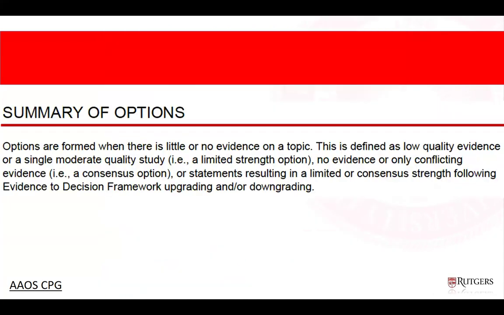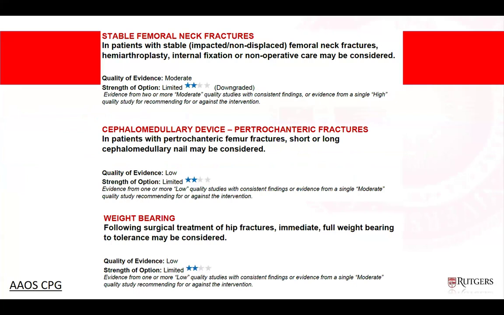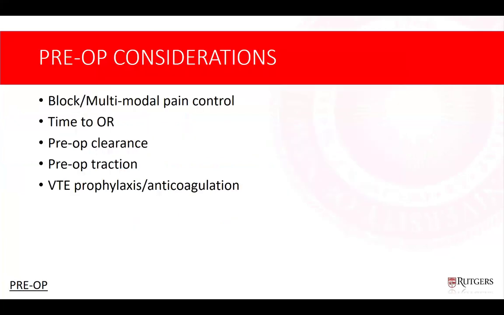There's 3 summary of options that they talk about. These options are formed when there's little or no evidence. And there's 3 of them. This first one's interesting, is that patients with stable femoral neck fractures, either hemi, internal fixation, or sometimes even non-op care may be considered. In terms of short versus long cephalomedullary nails, that's a debatable topic based upon their review. And then in terms of weight-bearing post-op, we can discuss some of the results there.